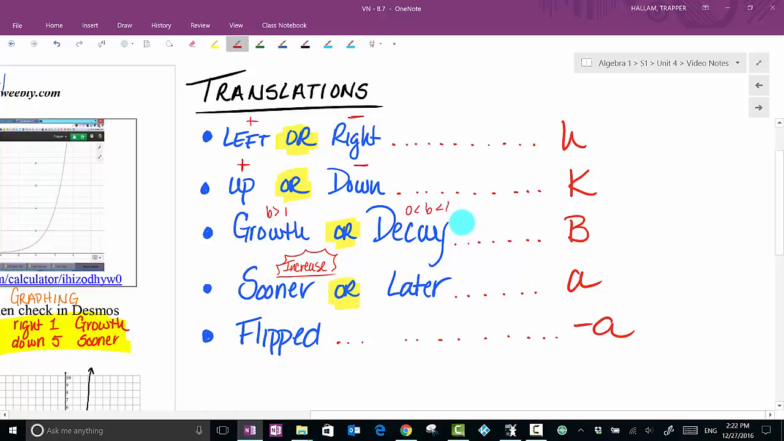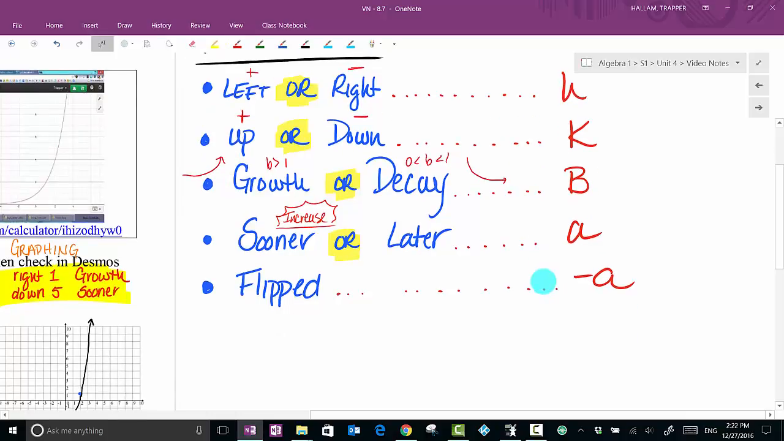And remember, decays are the negative growth. Decays should be decreasing from left to right, where growths are increasing, again, from left to right. A value does change it, makes it curve sooner or later. So if you have a larger A value, it's going to start to curve sooner. If you have a smaller A value, or especially a decimal, it's going to make it curve much later. And then if A happens to be negative, it does flip the graph, and that's where we get our negative growths and our negative decays.